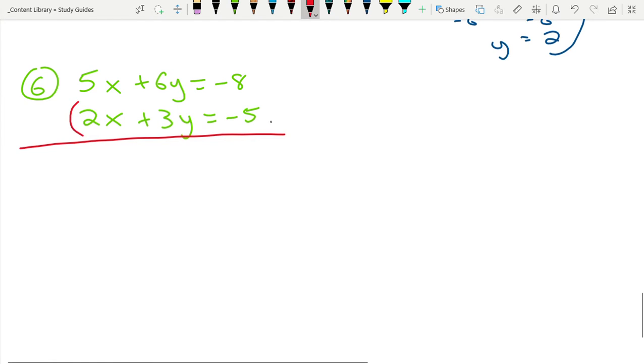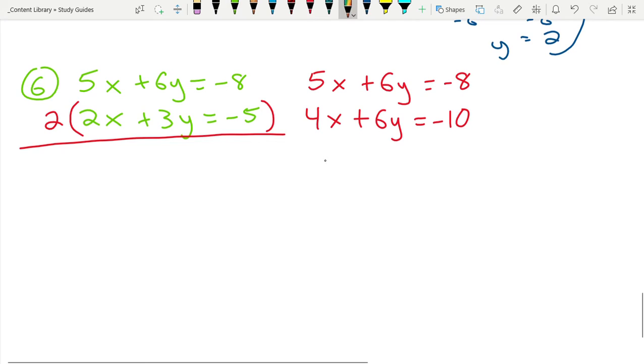If I take this equation on the bottom and multiply it by 2, I now get a 4x plus a 6y equals a negative 10. I now have a 6y from the bottom and a 6y on the top, which means I can now do elimination. Now here's where some people have been struggling. We would technically have to subtract these in order to get rid of the y's, because 6 plus 6 would give you a 12. So 6 minus 6 would give you 0. But the negative signs have been throwing a lot of people off.